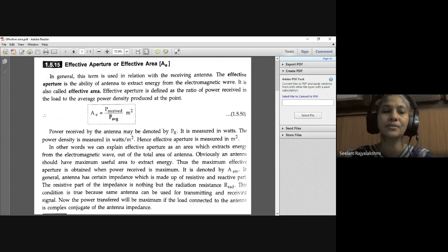So the antenna should have the maximum usable area to extract the energy. Thus maximum effective aperture is obtained when power received is maximum. This is denoted by AEM.